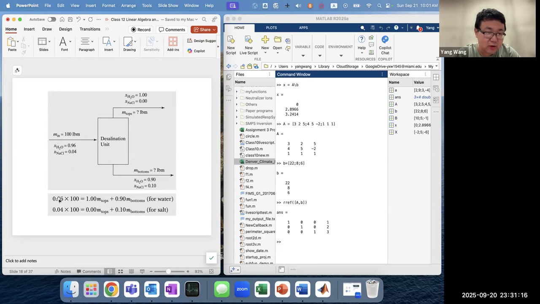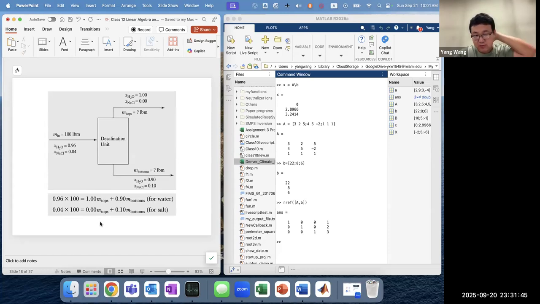So you can calculate the water mass that equals 100% multiplied by x, which is the top stream mass, we don't know, right? And then plus 90% of the water for the bottom stream. And then you can also build it for the salt, which is 4% of the salt, right? So it's going to be 4 pounds equals, here you don't have salt, and then 0.1, which is 10% of the mass for the bottom flow, right?